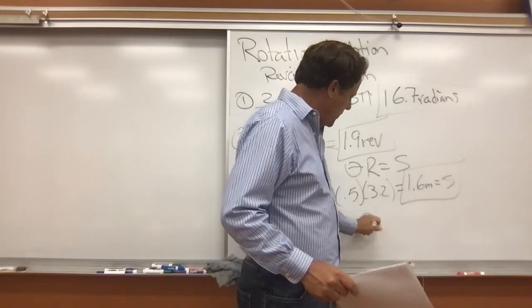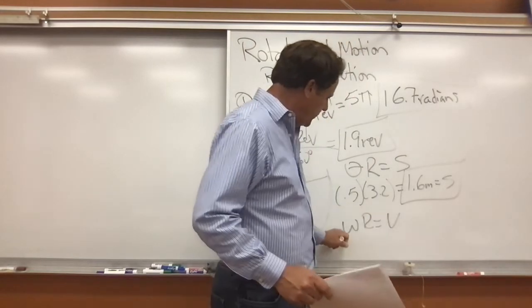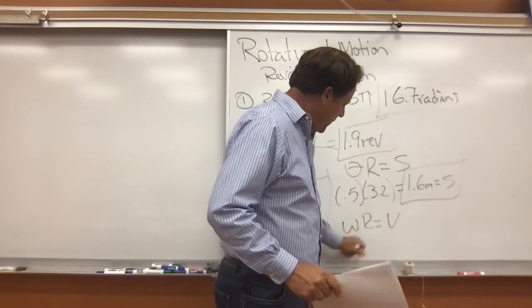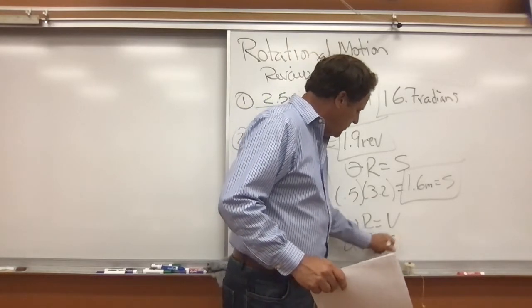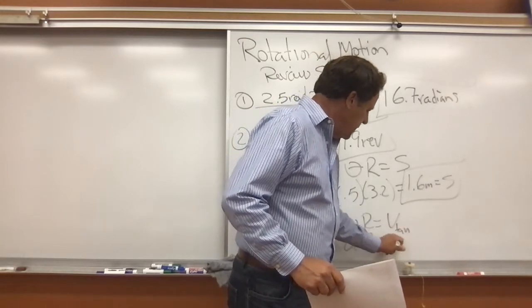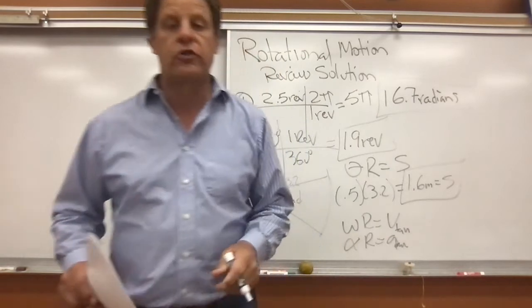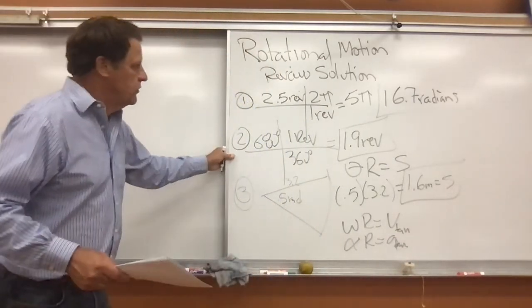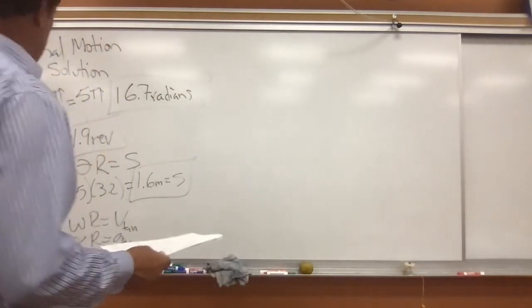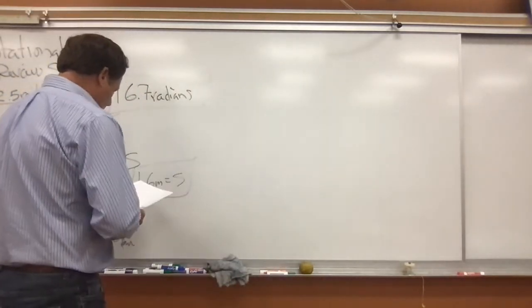Now also remember that omega r is equal to linear velocity, and alpha r is equal to acceleration, and those would be tangential accelerations. All right, moving on, we have question number 4.